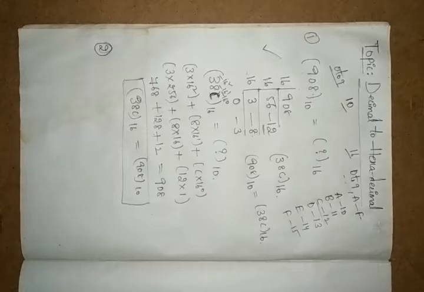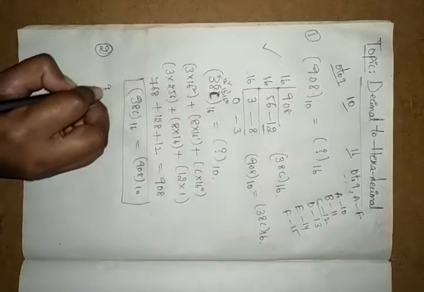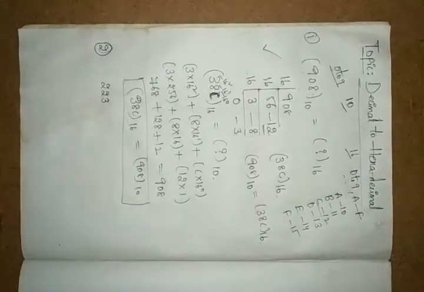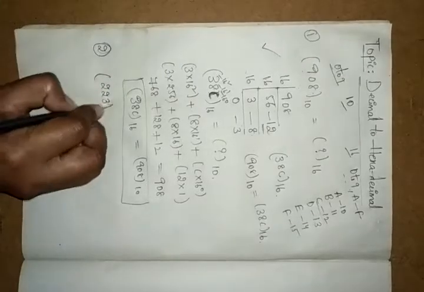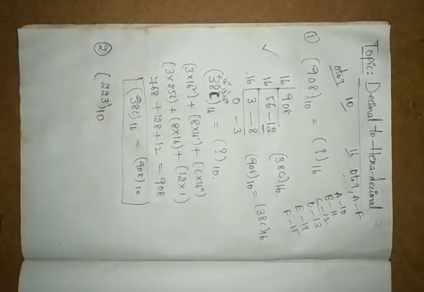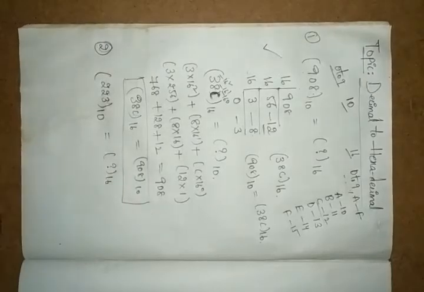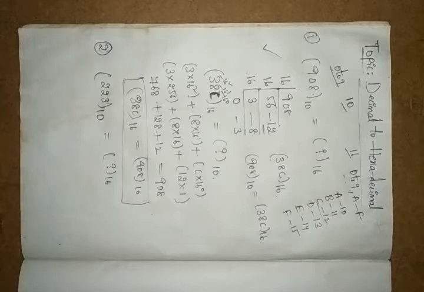Here I am taking the decimal value 223. So 223 base 10 can be converted into a base 16 value. Let's see.